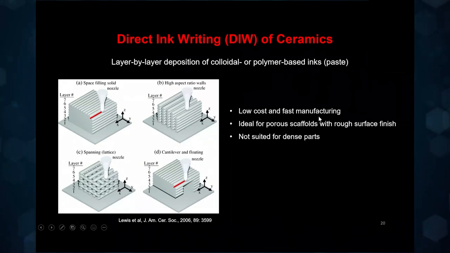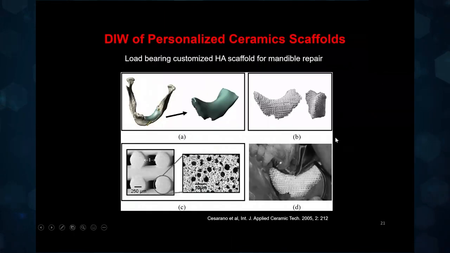And these are also very low cost. They're a fast technique. They're good at actually printing porous scaffolds, not so much dense parts. And also the surface finish tends to be quite rough. And this is again something that's been around for a while. And you'll find various examples where people have tried using this technique to print ceramic scaffolds.